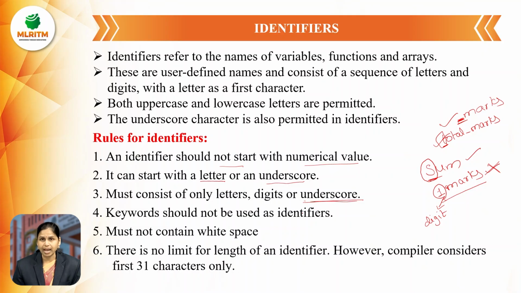Keywords should not be used as identifiers. I will explain these keywords in the next topic. An identifier must not contain white spaces. When we use an identifier like total marks, with a space between total and marks, there is a white space. The identifier does not accept white space. If you want to give a name like this, we can use the underscore symbol between these two words.